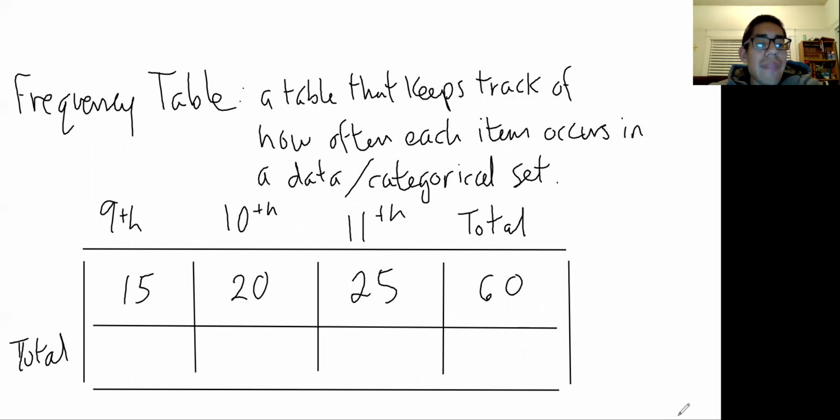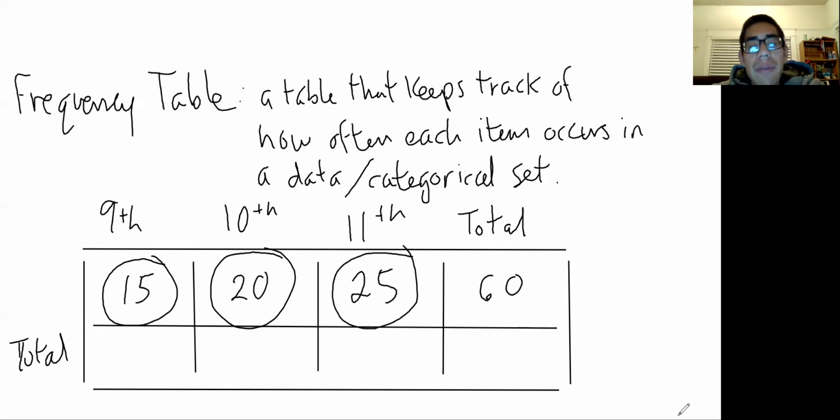I went into a school and I asked, okay, how many ninth graders do you have? Well, I have 15 ninth graders. How many 10th graders do you have? Well, they counted. I have 20. How many 11th graders do you have? I have 25 11th graders. Okay, what's the total number of 9th through 11th graders? Well, if we add them all up, it's 60, right? So I added up all these and I got my total.